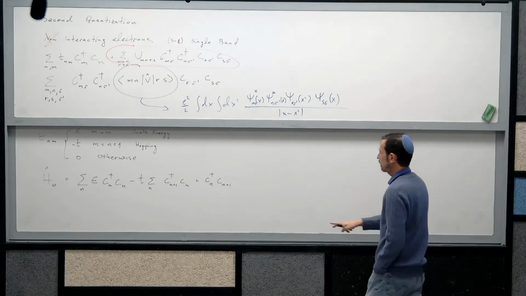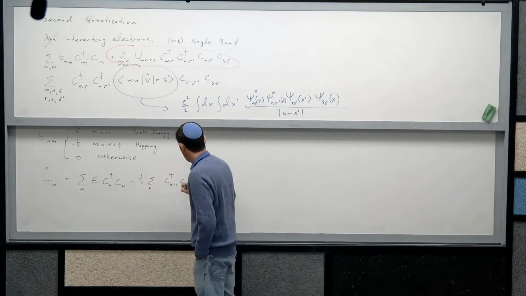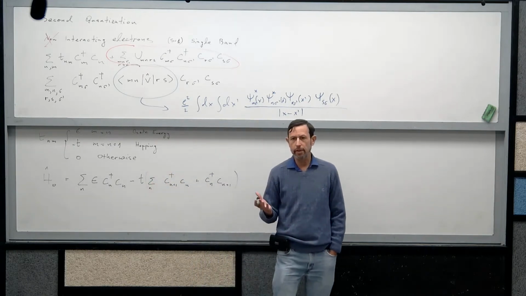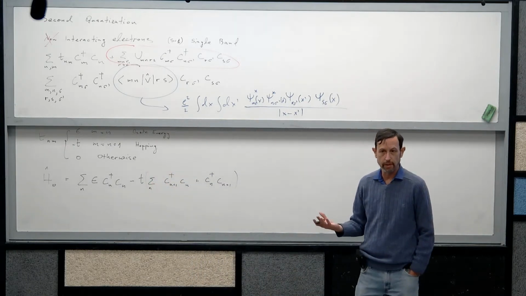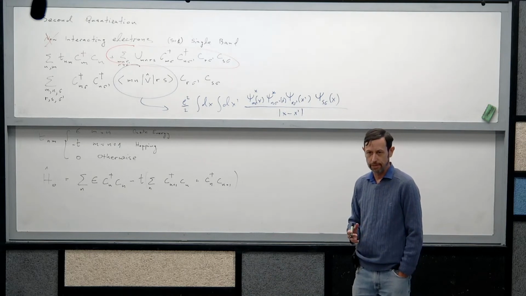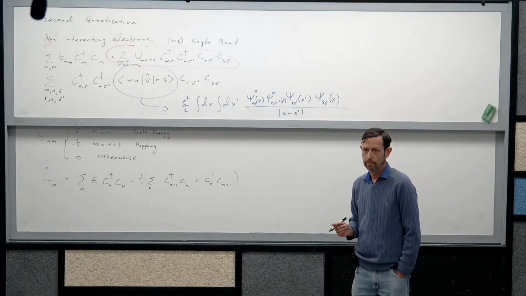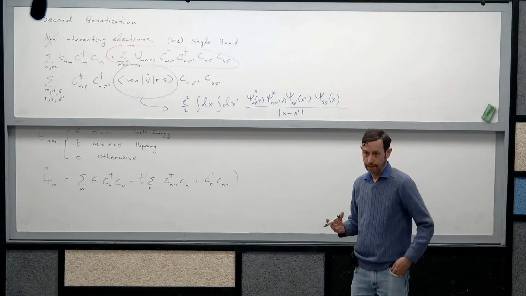Okay, and here is the hopping term, which tells me I can move one to the left or one to the right. Why is there a minus there? Someone knows? Because they gain energy. Exactly.